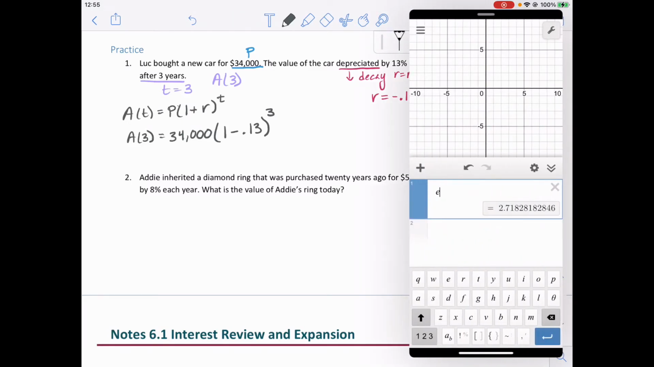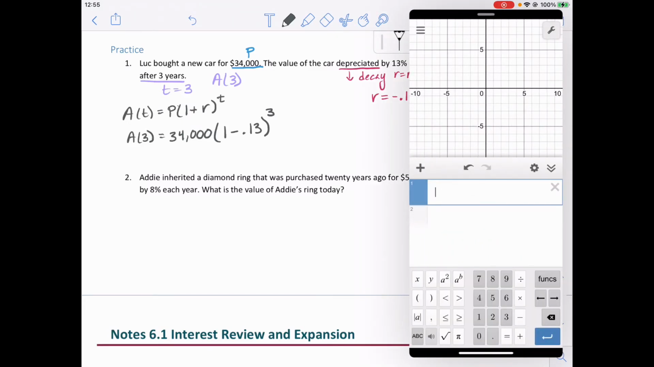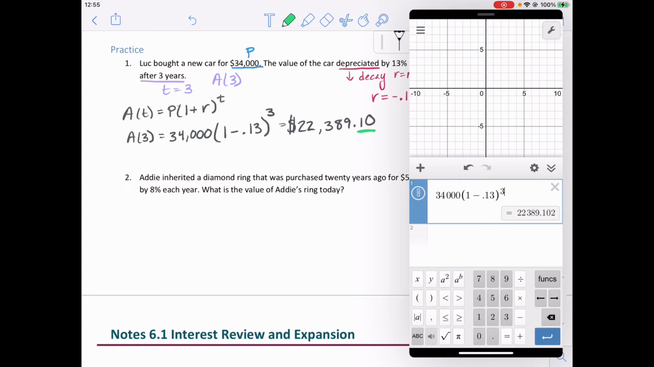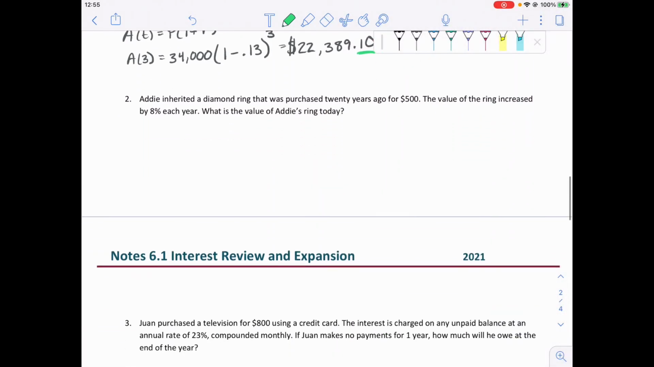And so we just put this into our calculator. We're looking for 34,000 times 1 minus 0.13 to the third. And so we get 22,389 point, and we're going to say 10. This is money, and money has 2 decimal places, so that's how we decide where we're going to round. Think about the context. What seems reasonable? For money, it should be 2 decimal places. Let's do our next one.